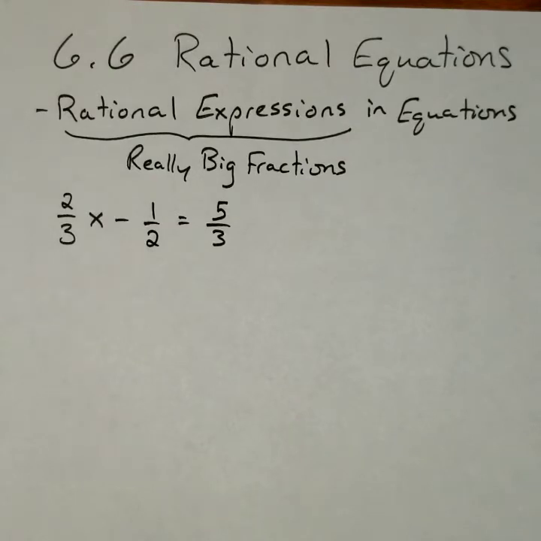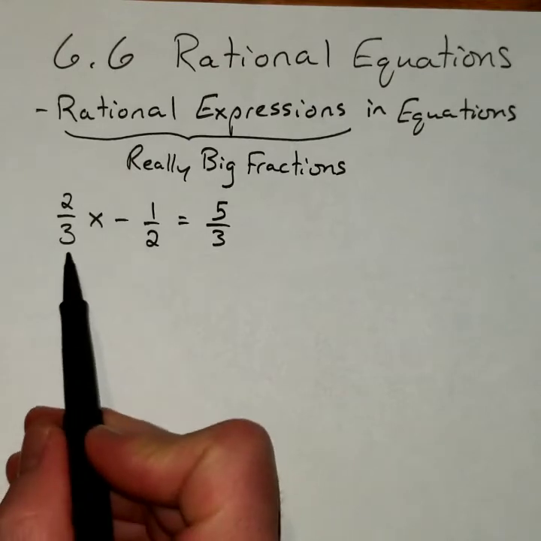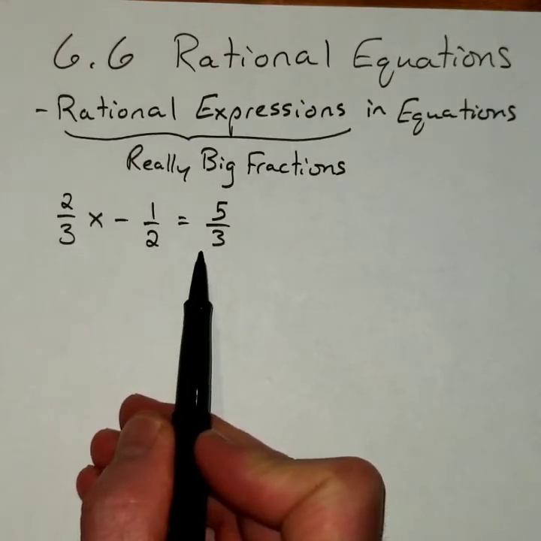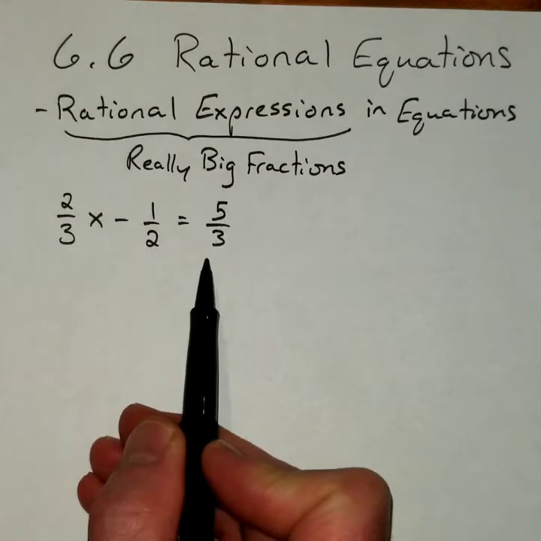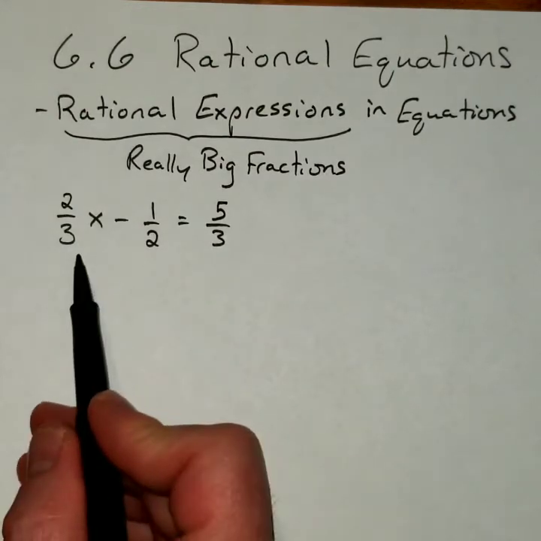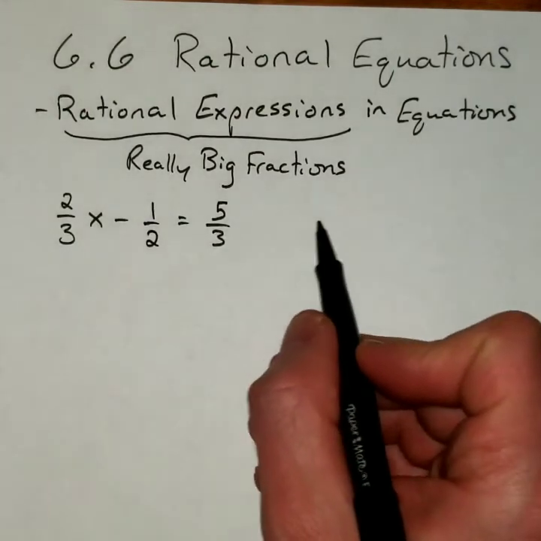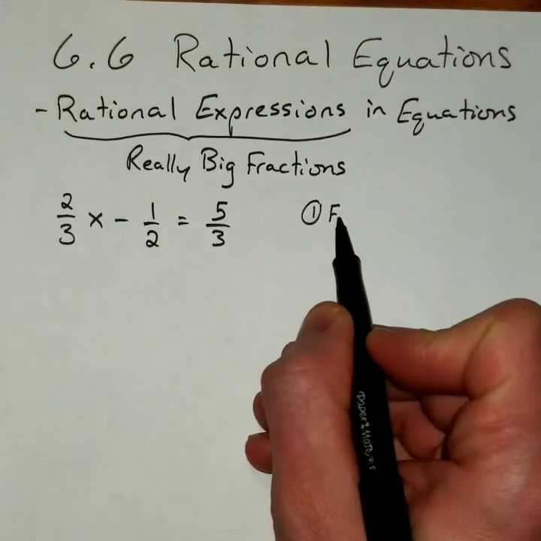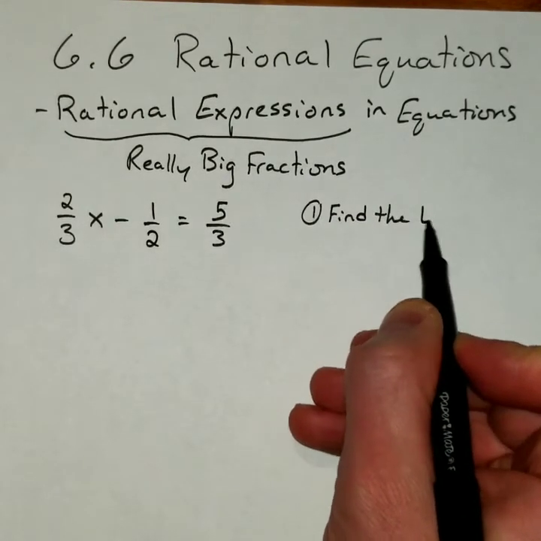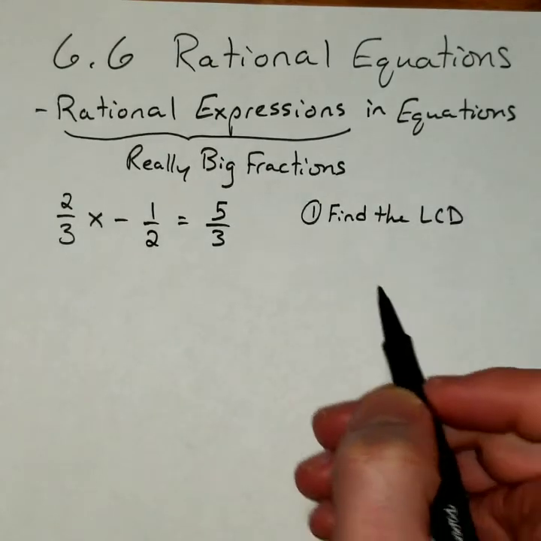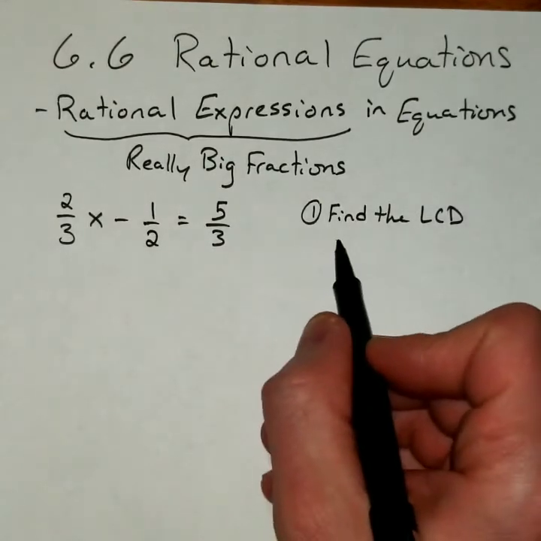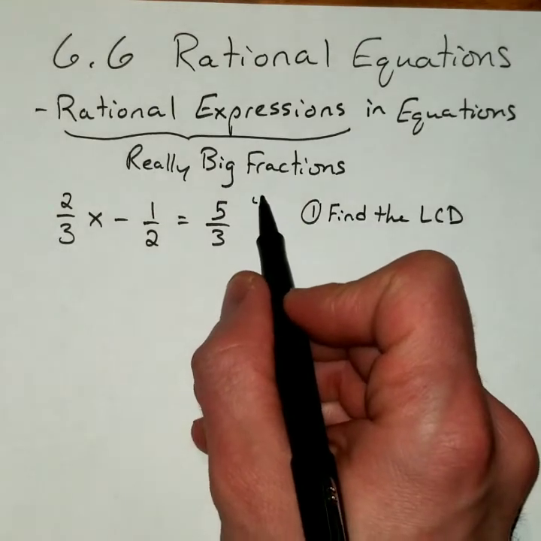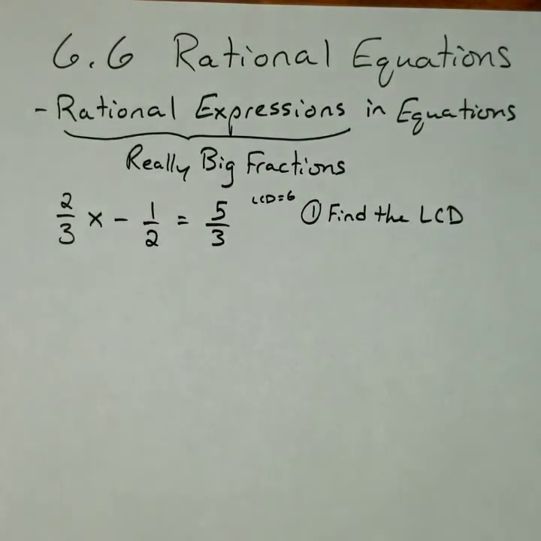Remember, the first thing we did, and I'm just going to speak as though you kind of remember some of the stuff because we talked about it before, is to find the least common denominator. So you've got three fractions here, and in this case the least common denominator is 6. So the first step is to find the LCD. In this case the LCD is 6. Just make a note of that.